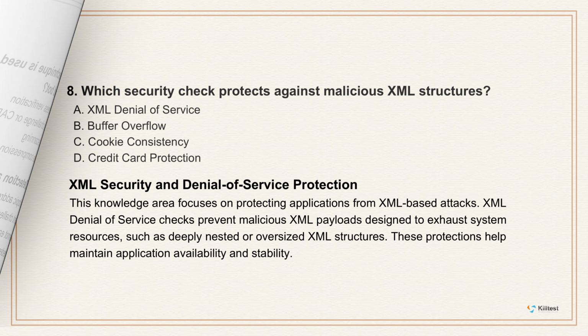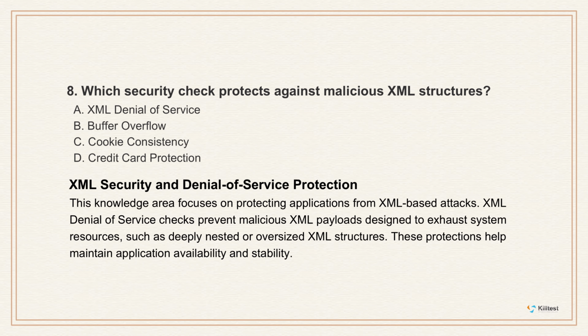Now, bots are annoying, but this next threat sounds actually destructive. Question 8 introduces XML denial of service. Yeah, this is the hidden bomb scenario. The question asks which security check protects against malicious XML structures, like deeply nested tags or oversized payloads. And the answer is logically XML denial of service, or XML DoS. But walk us through the threat. Why is a nested tag dangerous? It sounds like bad formatting, not a weapon.